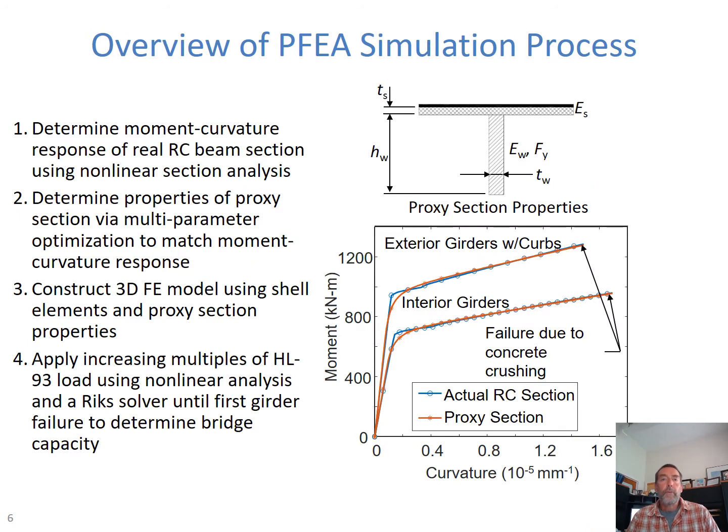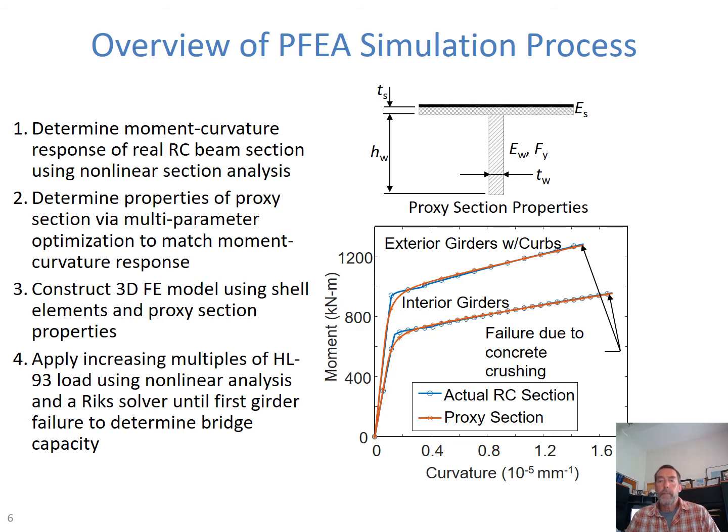So an overview of the PFEA simulation process is shown here. It's really a 4-step process where we first determine the moment curvature response of the real reinforced concrete beam section. And then we have to determine the properties of the proxy section using a multi-parameter optimization to match moment curvature response. And that figure in the upper right shows the proxy section.